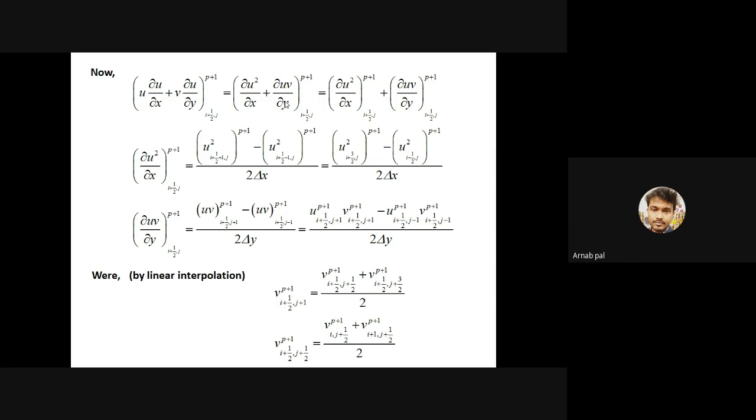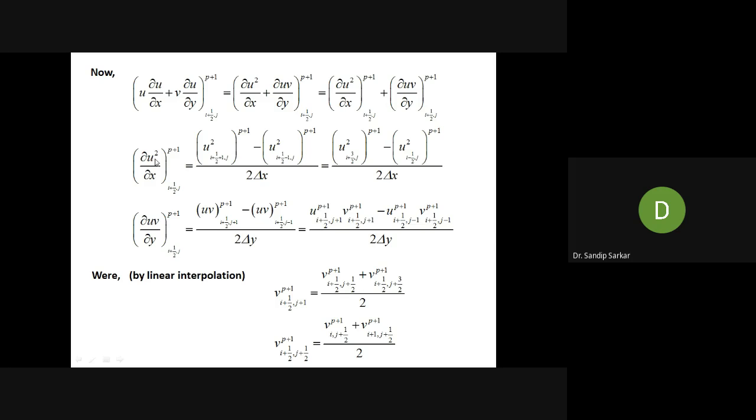The continuity equation. Very good, very good. The continuity equation needs to be applied. So this is right. So del u square by del x plus del uv by del y at I plus half j, you can write this expression like this: del u square by del x at I plus half j, p plus 1, plus del uv by del y at I plus half j, p plus 1. Right? This is the p plus 1 term you can write.